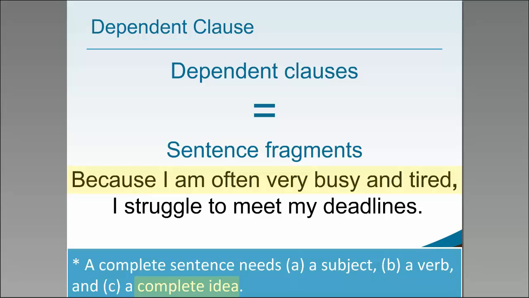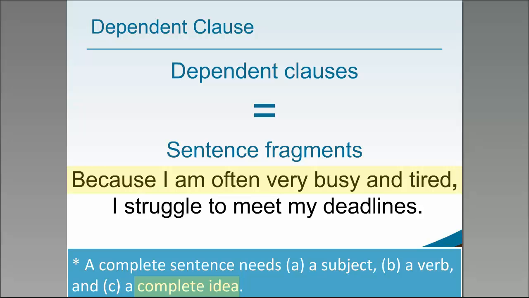As you can see, this first part of the sentence is a dependent clause because it cannot function independently as its own complete idea. If I just write, "because I am often very busy and tired," and I stop it there, it does not communicate a complete idea. It seems like there is something missing. And so that's how dependent clauses are often a part of an idea that really needs extra information to be complete.